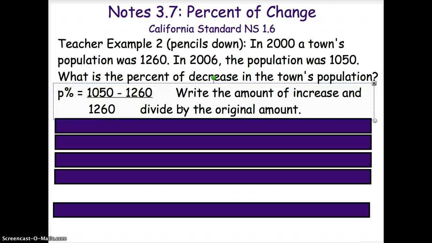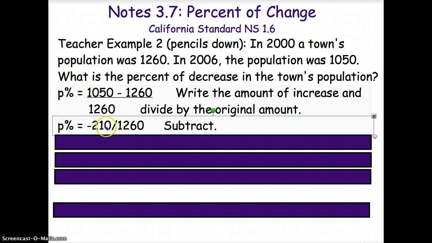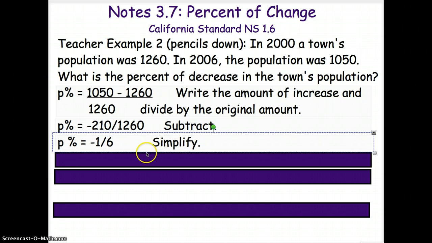We start with the new, which was the current in the 2006, the population, 1,050. And we subtract the original, 1,260 over 1,260. So you go ahead and do that subtraction. Notice we get a negative answer. That means we did it right. Anytime we're looking for a discount, we should have that negative there, as I've said before. Simplifying our fractions so they're easier numbers to work with.